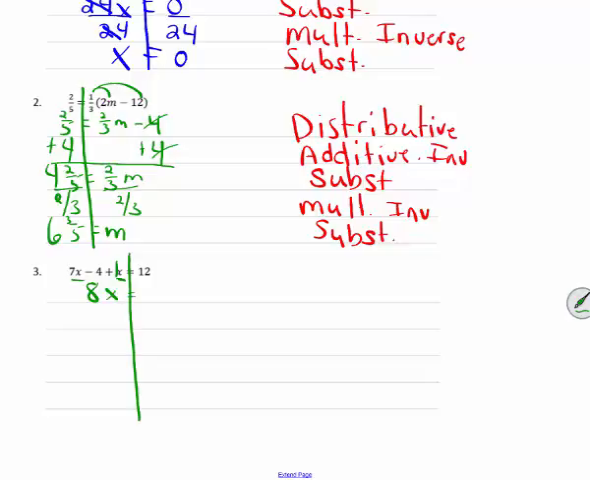Ooh, I forgot to write down the rest of it. Sorry, hold on. There we go. Okay, so that's going to give me 8x minus 4 equals 12. That's a substitution property.